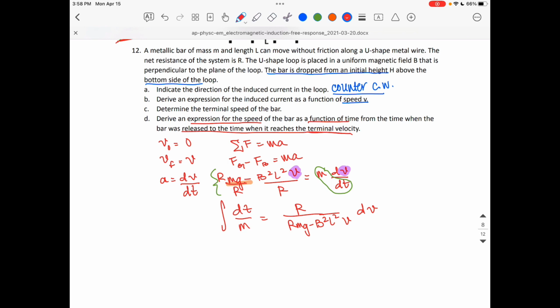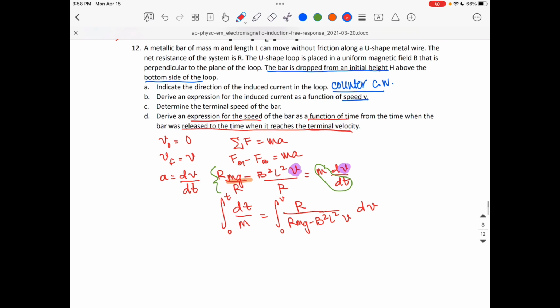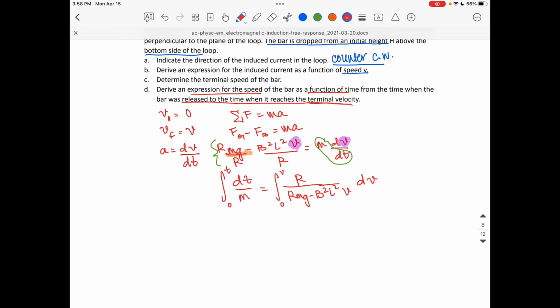Then we integrate. This one's going to go from 0 to some arbitrary time t. This one's going to go from initial velocity of 0 to some arbitrary velocity, which is what our expression is going to equal, of v. And then because we have this very complex denominator, that's when we get into u substitution. So first, let me complete the left side. Integration of dt, m is just a constant, is going to be t over m.